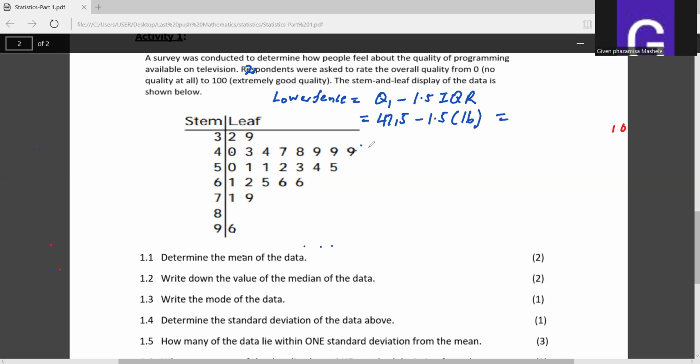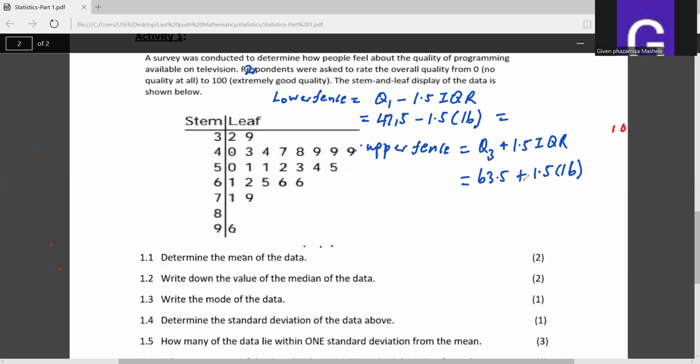We can also calculate the upper fence. For the upper fence, we use the upper quartile, so it's quartile 3 plus 1.5 times the interquartile range. Quartile 3 is 63.5 plus 1.5 times 16, if I'm not mistaken. So let's get the lower fence and the upper fence. It's 47.5 minus 1.5 times 16.